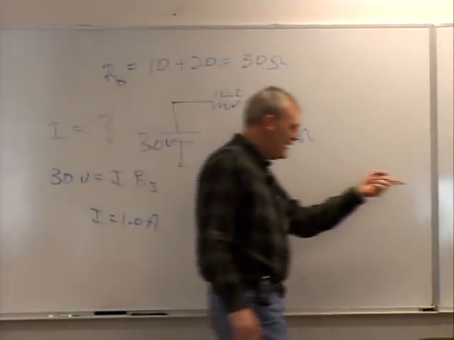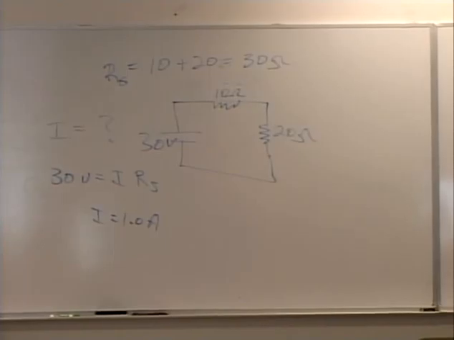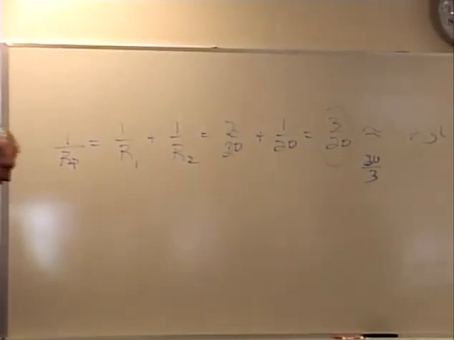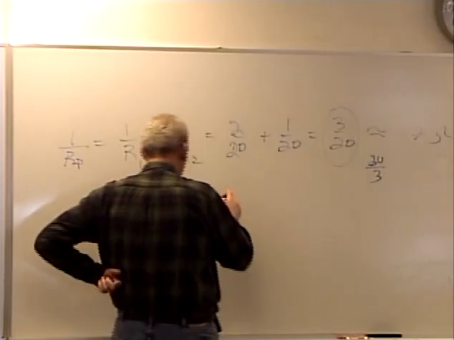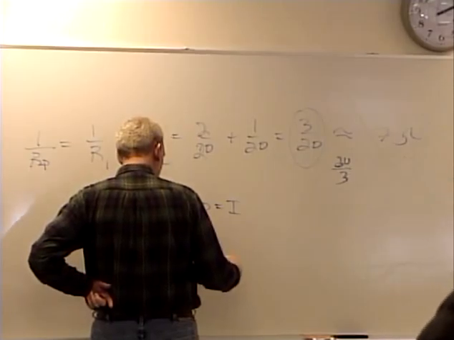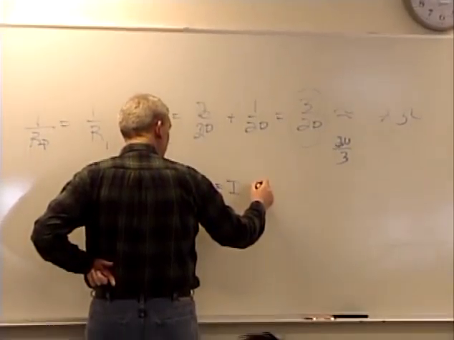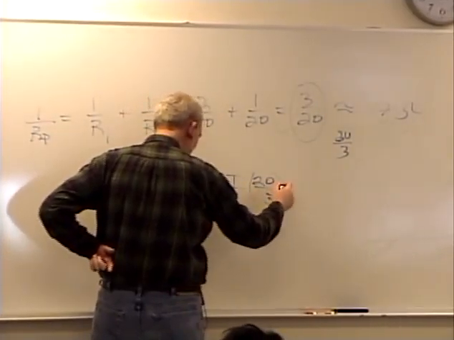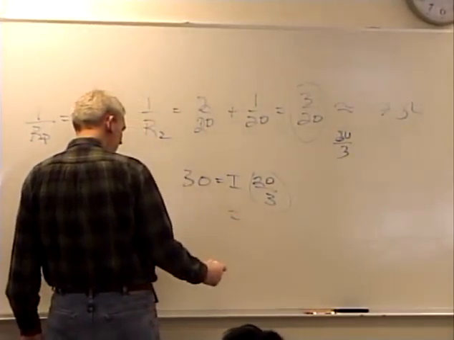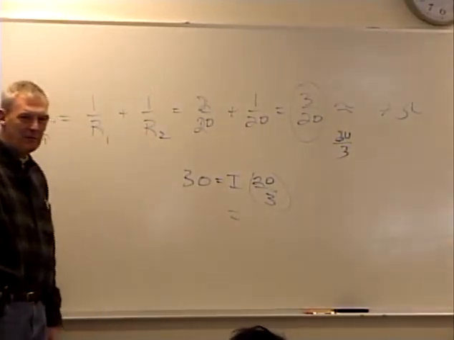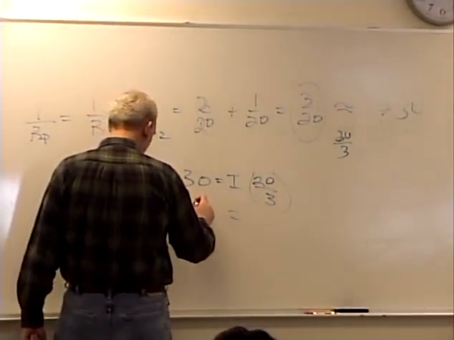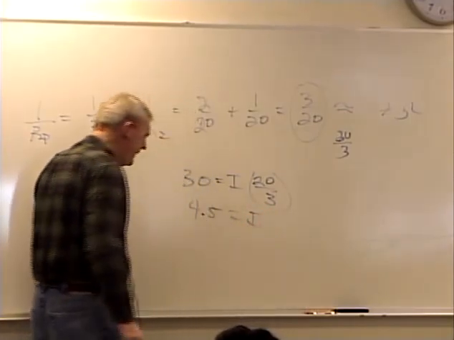Now over here, if we wanted to find the total amperage flowing through this circuit, we'd have 30 equals I times 20 over 3. Let's just make it 20 over 3. And so I wind up with 90 over 20. So the amperage then is huge. What's 90 over 20? 4.5, something like that? It's 4.5? Okay. So my amperage here is 4.5 amps.